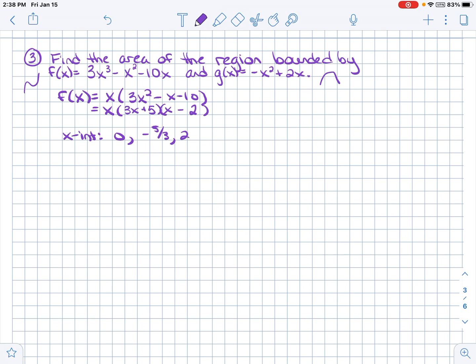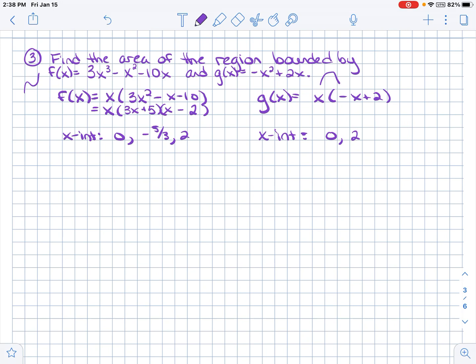Okay, if I look at g of x, I'm going to factor that as well. I can take an x out, which leaves me with negative x plus 2. I know that g of x has x-intercepts of 0 and 2.